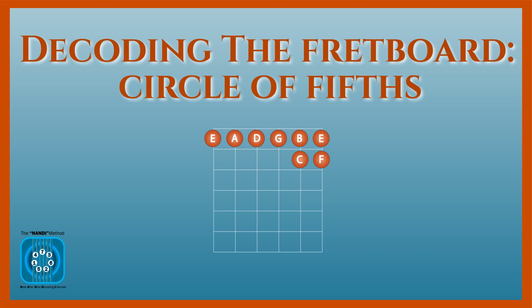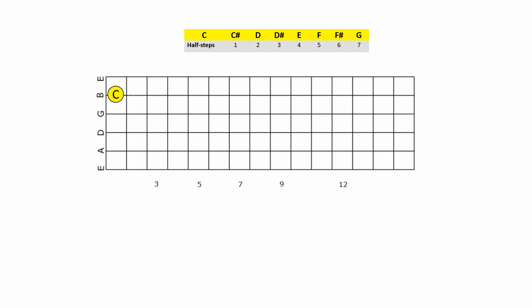In this lesson, we will identify notes on the fretboard with the Nandy method using the circle of fifths. A perfect fifth is an interval of 7 half steps. For example, to arrive at a perfect fifth from C, which is G, we must count 7 chromatic intervals after C, namely C sharp, D, D sharp, E, F, F sharp, and G.